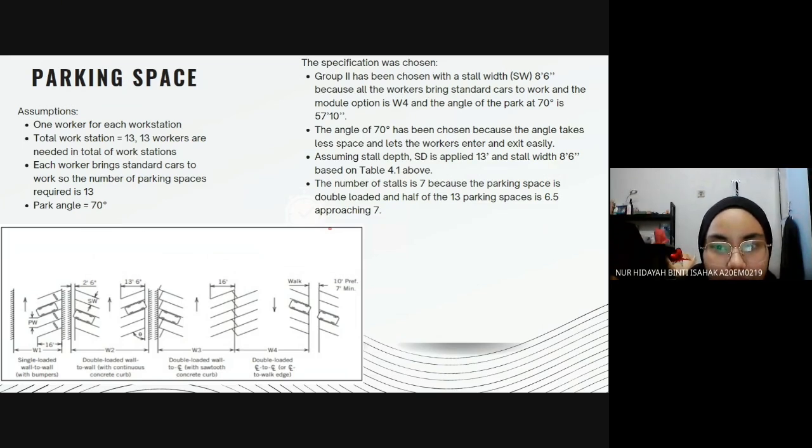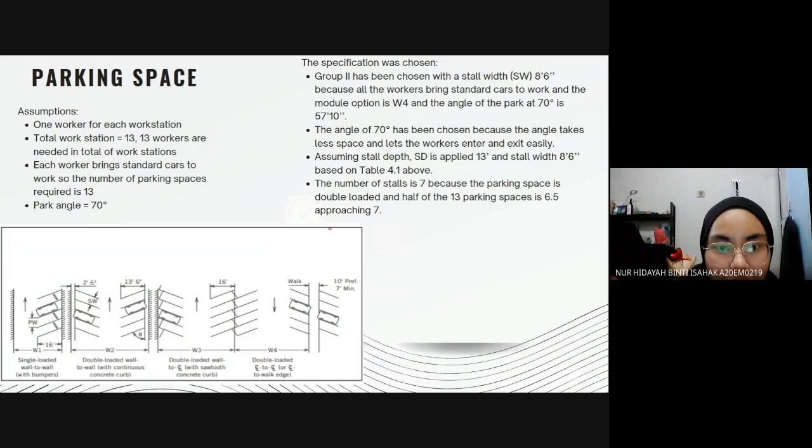The parking space design follows specific dimensions to optimize space utilization while ensuring ease of use and safety. Each parking stall is designed with a width of 8 feet 6 inches, providing sufficient space for a standard car. The stall depth is set at 13 feet, accommodating the length of most vehicles comfortably. To maximize the number of parking spots within the available area, we opt for a parking angle of 70 degrees.